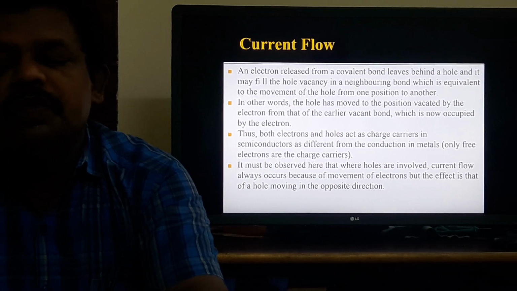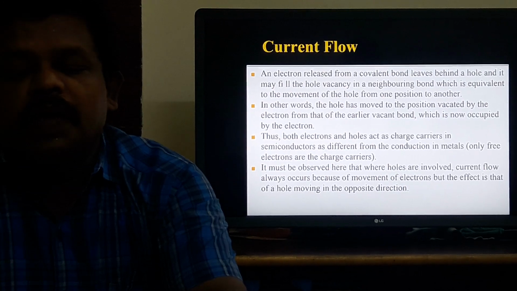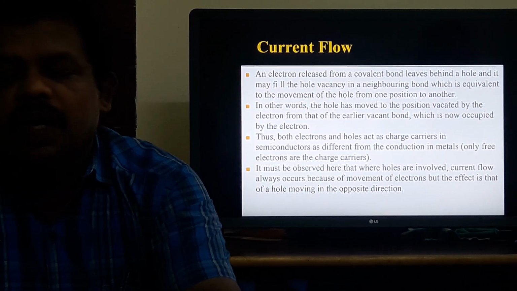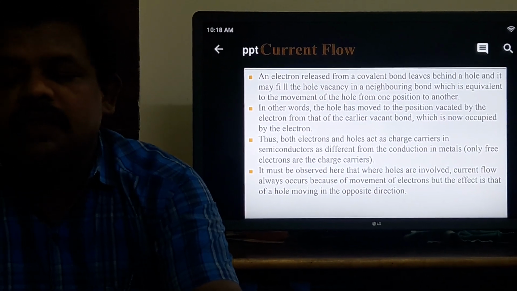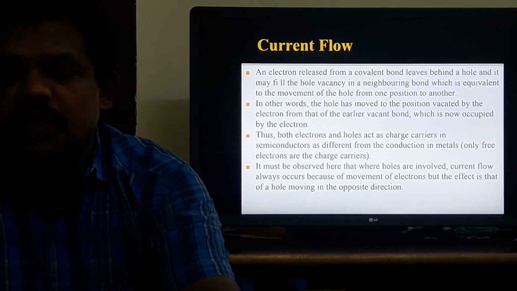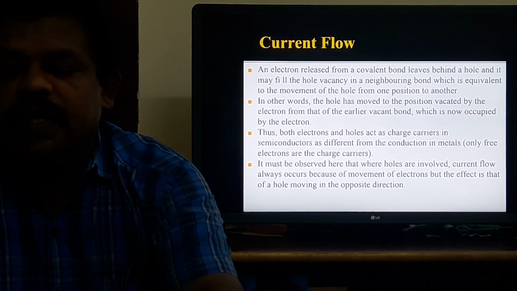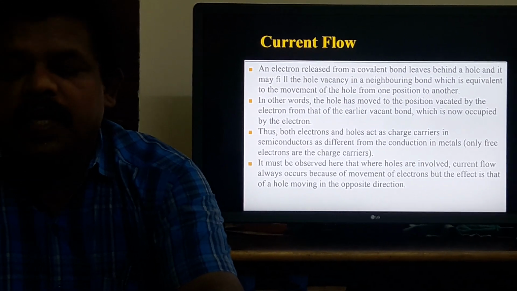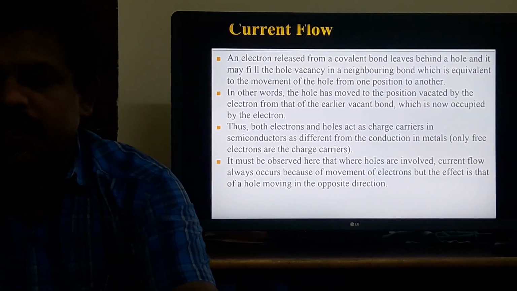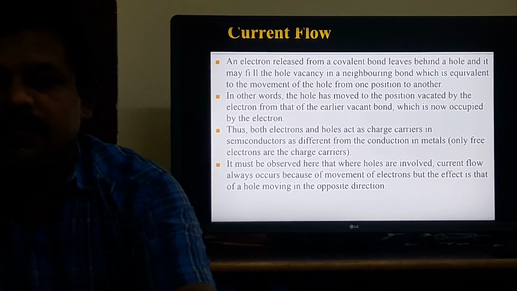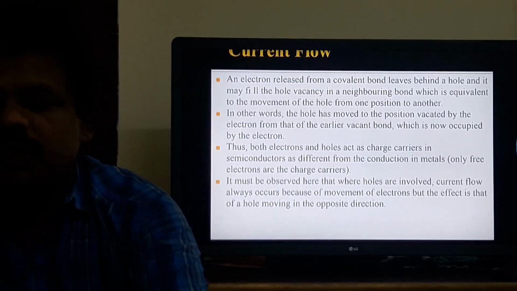Now we are going to discuss the current flow in the semiconductor. An electron released from a covalent bond leaves behind a hole, and it may fill the hole vacancy in the neighboring bond, which is equivalent to the movement of the hole from one position to another. In other words, the hole has moved to the position vacated by the valence electron from the earlier vacant bond, which is now occupied by the electron. Thus, both electrons and holes act as charge carriers in semiconductors, as different from the conduction in metals.